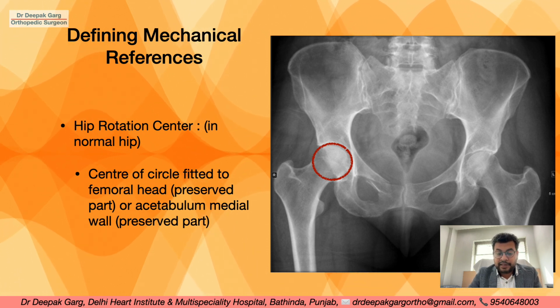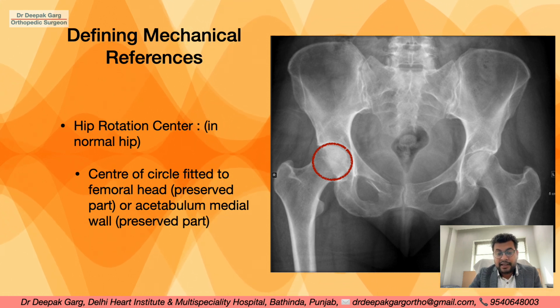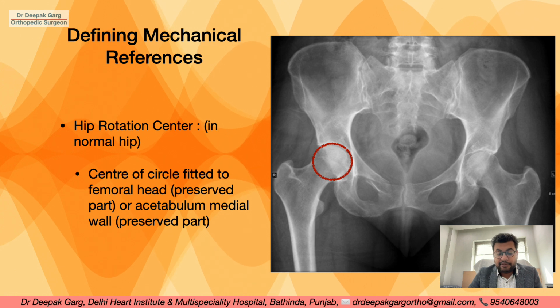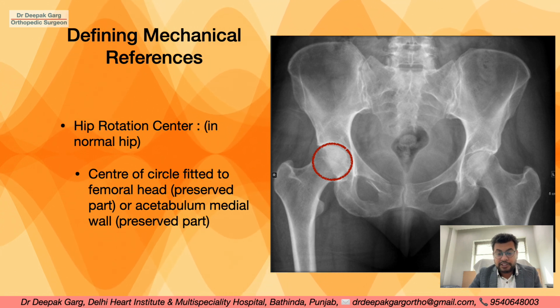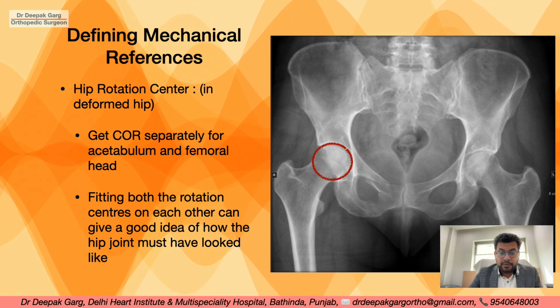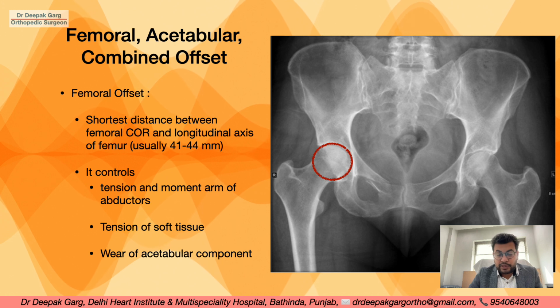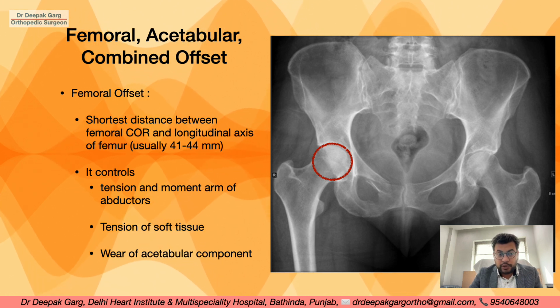For the femur, we will calculate the center of rotation considering the circle of the femoral head, and for the acetabulum, taking the medial wall as an arc, we will draw a full circle and then we will get the center of rotation of the acetabulum. By this method, we will get the center of rotation. Then we will calculate the femoral offset. So what is femoral offset?